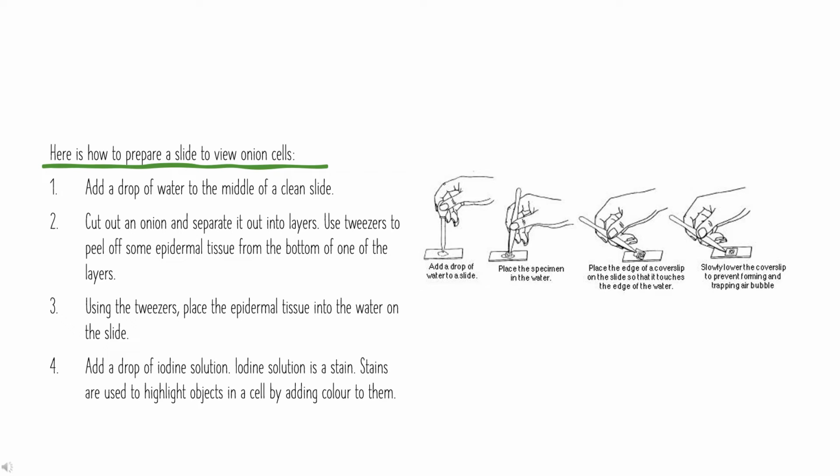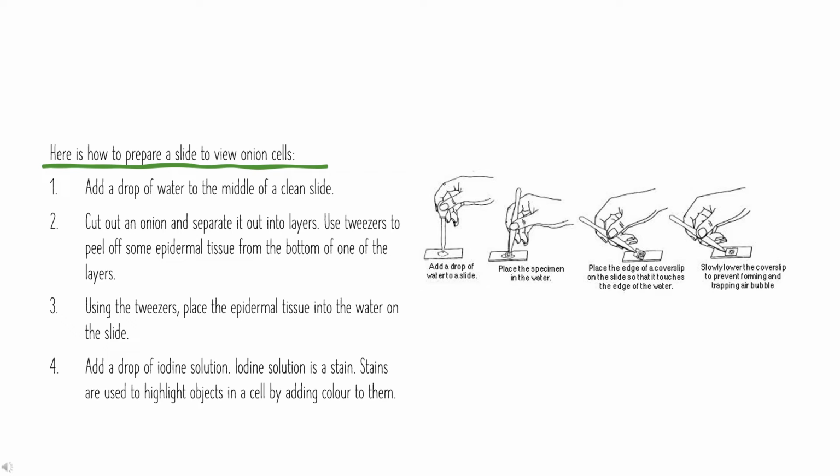Okay guys, here's how to prepare a slide to view onion cells. So basically in the science or biology class, all you need to observe in this topic is an onion cell. So often the teacher will give you an onion cell and you will have to do the following steps. I'm going to explain everything to you so you know what's going to happen in the future. Or if you have done it already and you didn't understand it, here is everything you need to know.